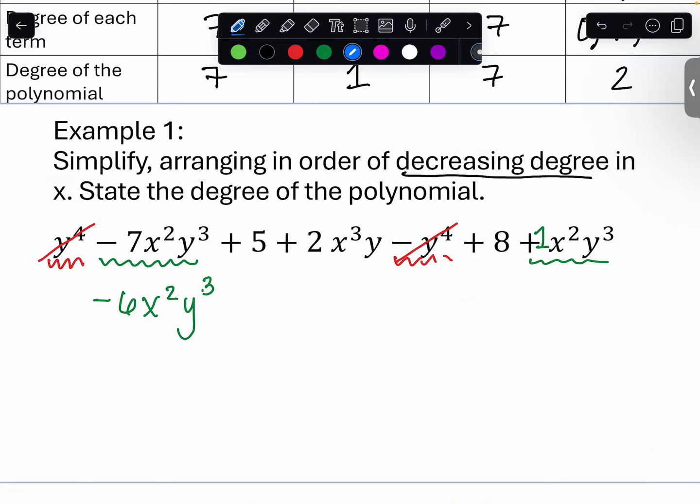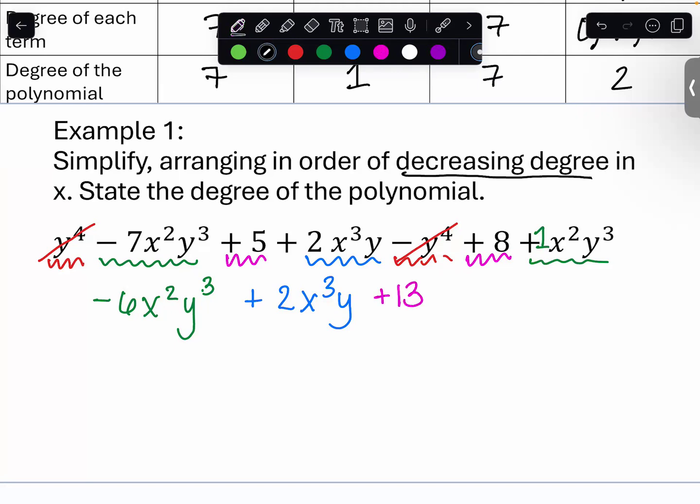Next, I want to see if I have any other terms with variables, because I'm trying to go in order of high to low degree. I do, that 2x cubed y. There are no other terms for me to combine it with, so I'm going to carry it down, plus 2x cubed y. And then last but not least, I notice that I have a plus 5 and a plus 8. Those are like terms. They're constants. They both have variables of degree 0, so I can combine those to make a positive 13.